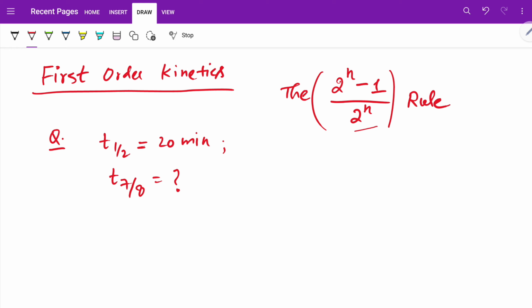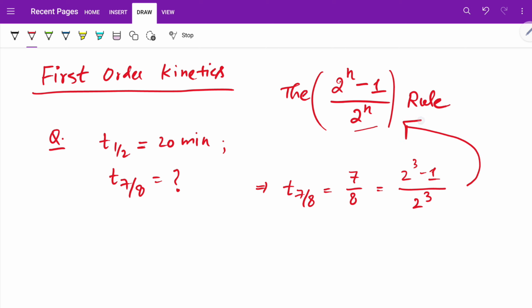So if I have to calculate T 7/8, I can write it as: on the upper side I have 7, on the denominator I have 8. So 8 can be written as 2 to the power 3, and 7 can be written as 2 to the power 3 minus 1, because 8 minus 1 is 7. So what is the value of n?